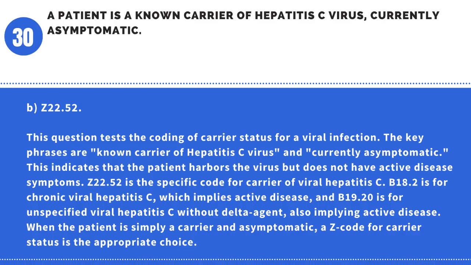The key phrases are known carrier of hepatitis C virus and currently asymptomatic. This indicates that the patient harbors the virus but does not have active disease symptoms. Z22.52 is the specific code for carrier of viral hepatitis C. B18.2 is for chronic viral hepatitis C, which implies active disease, and B19.20 is for unspecified viral hepatitis C without hepatic coma, also implying active disease. When the patient is simply a carrier and asymptomatic, a Z code for carrier status is the appropriate choice.